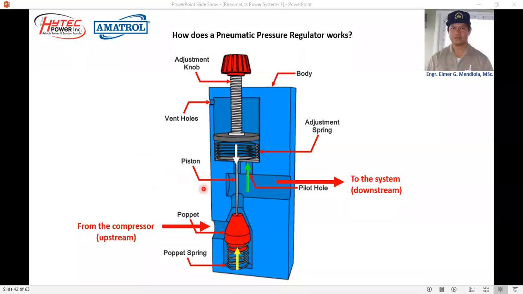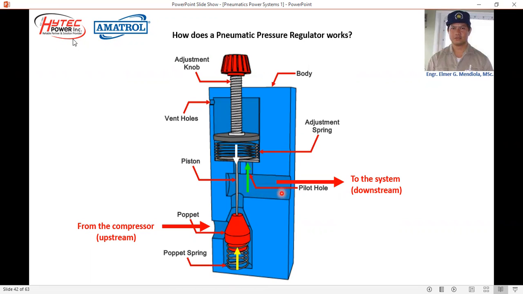I did mention that in the pneumatic pressure regulator, there are three forces involved. We have the downward force, which is created by the spring on the top side of the piston, and which is controlled by the adjustment knob. And we have the poppet spring force moving upward, counteracting this force going down, plus the upward force again created by the pilot pressure, which is acting on the downside of the piston. So the pilot force here is a function of the downstream pressure.